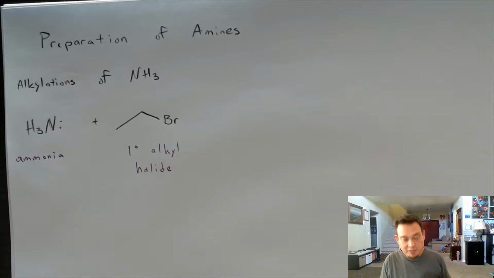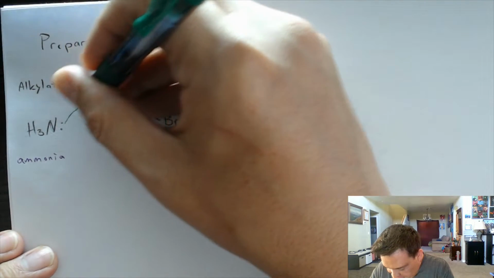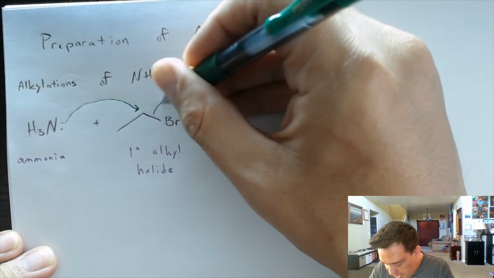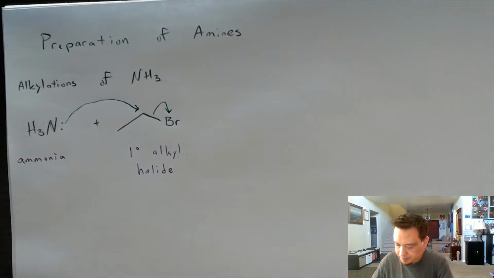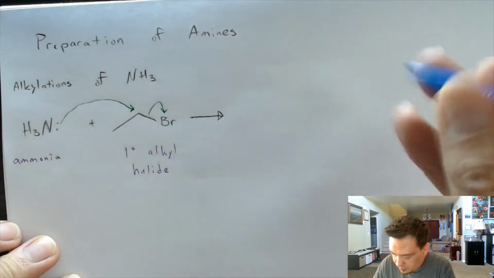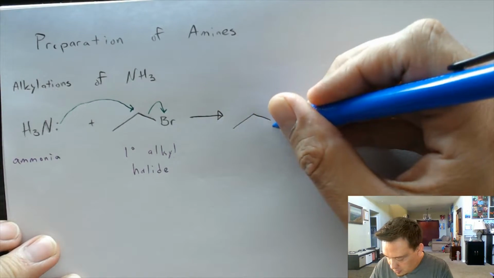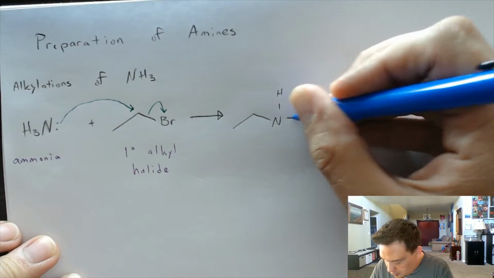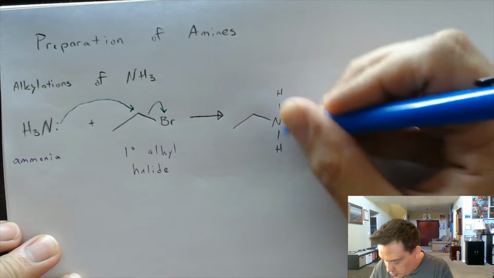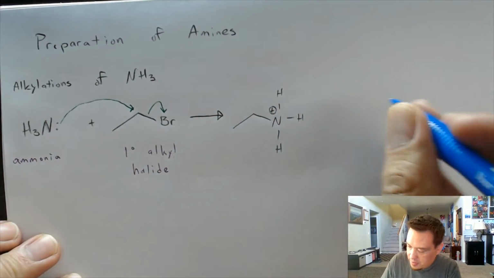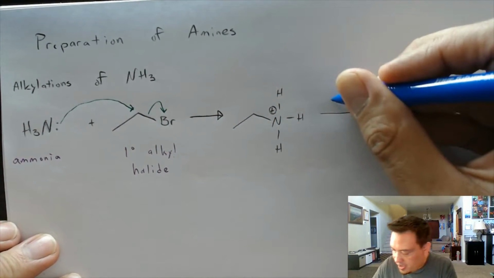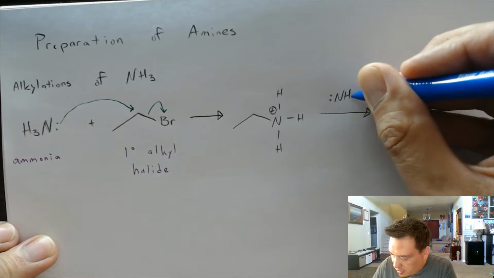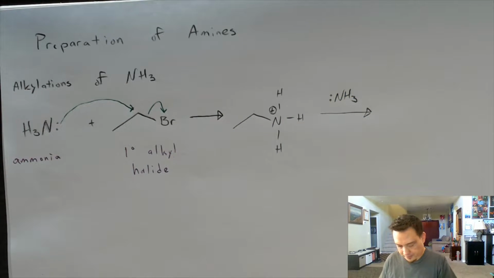And then, as you guys probably saw last semester, at least you should have, this is going to undergo an SN2. So backside attack, like that. You kick out the leaving group. You have that. And then what you can show here is another mole equivalent of ammonia deprotonating.